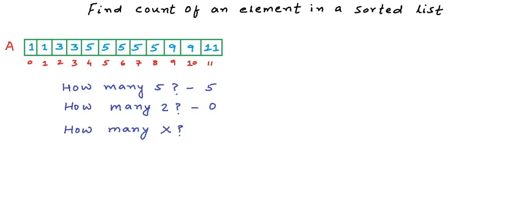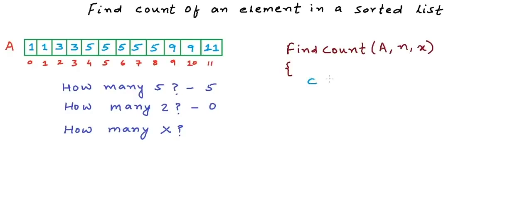The simplest approach is that we can scan the whole array and count the occurrences of x in the array. So if I have to write a function find count that will take as argument the array A, its size n, and the element x to be searched for, the element x for which we want to find out the count. So the logic would be pretty straightforward.